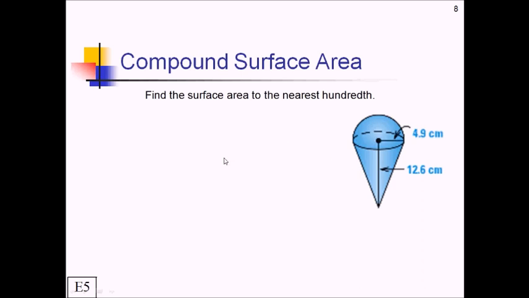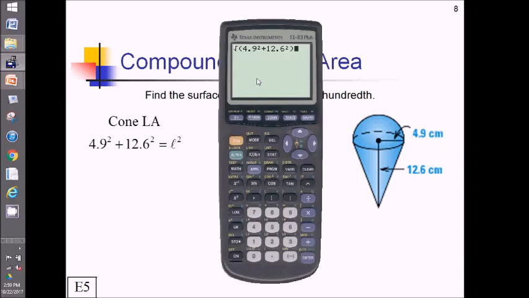All right, so the best way to do this one, I think, is to split this problem up into two parts. So let's talk about the cone first. Now, we just need the lateral surface area of the cone, since the top base here is kind of buried under the hemisphere and isn't on the surface anymore. So finding lateral area for a cone, we're going to need the slant height. So we need the square root of 4.9 squared plus 12.6 squared. And that's going to come out to about 13.52.